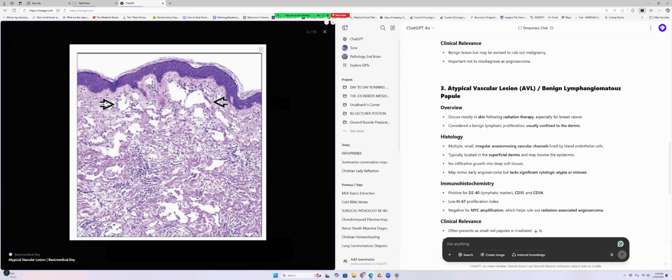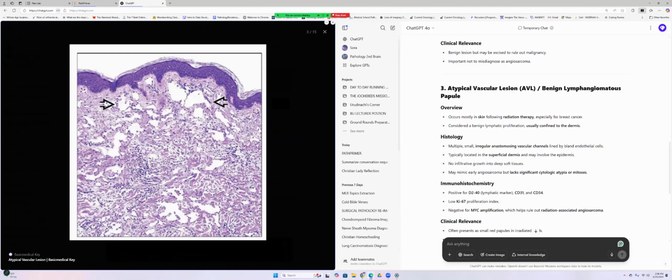You see them in the upper dermis: irregularly shaped vascular lesion, vascular channels lined by bland endothelial cells, irregularly anastomosing. What's the name of the entity? Atypical vascular lesion. If one is not careful, one might mistake it for angiosarcoma.